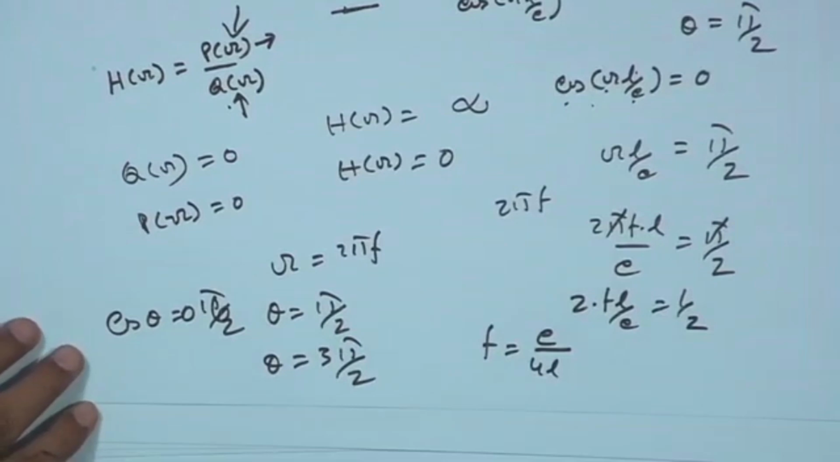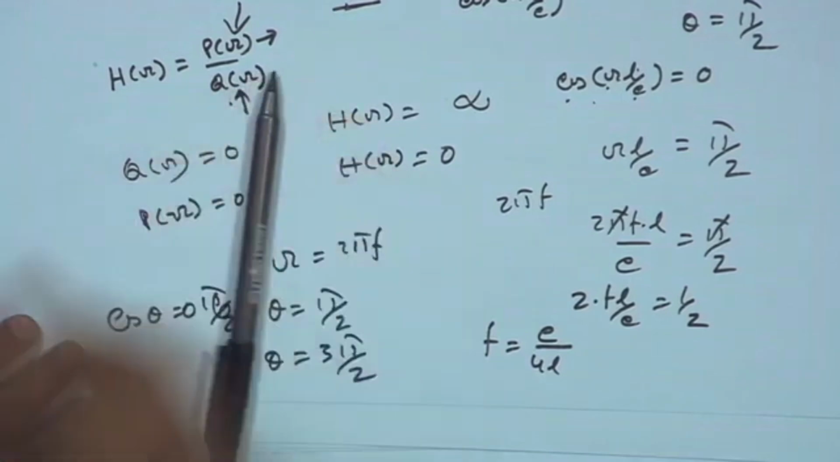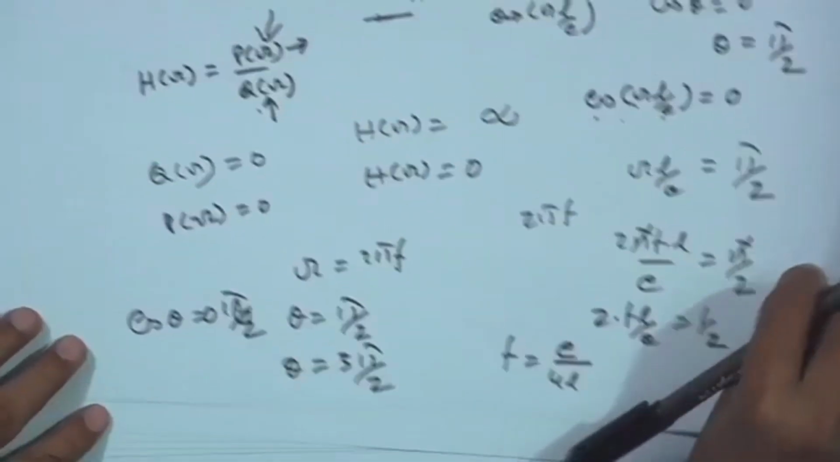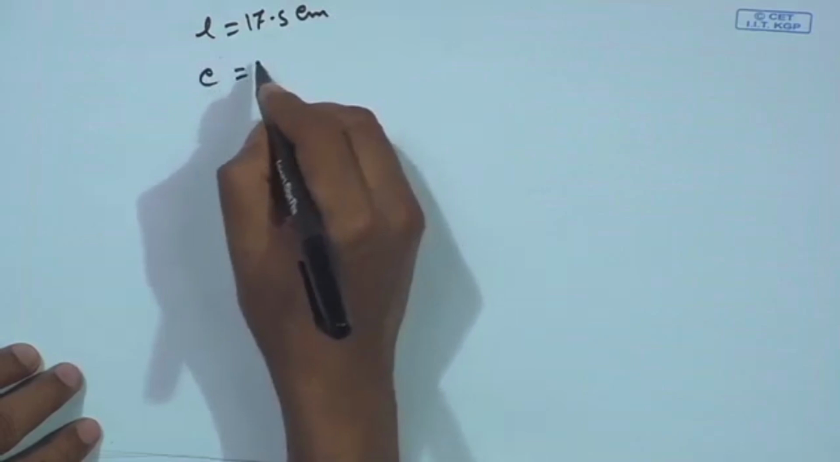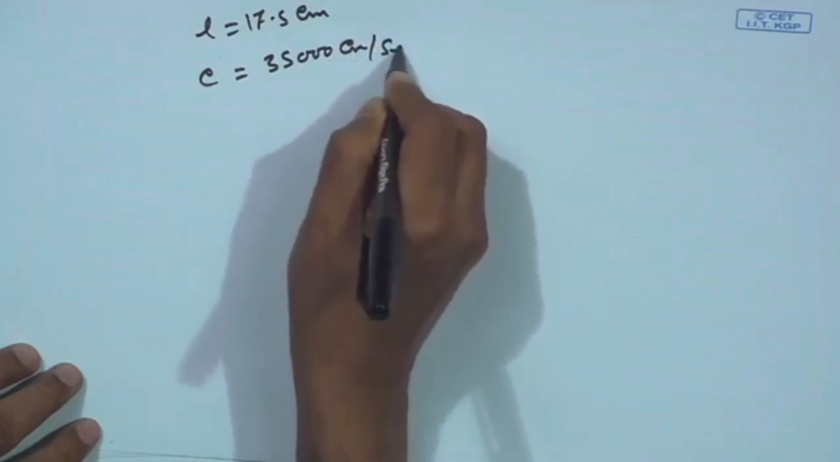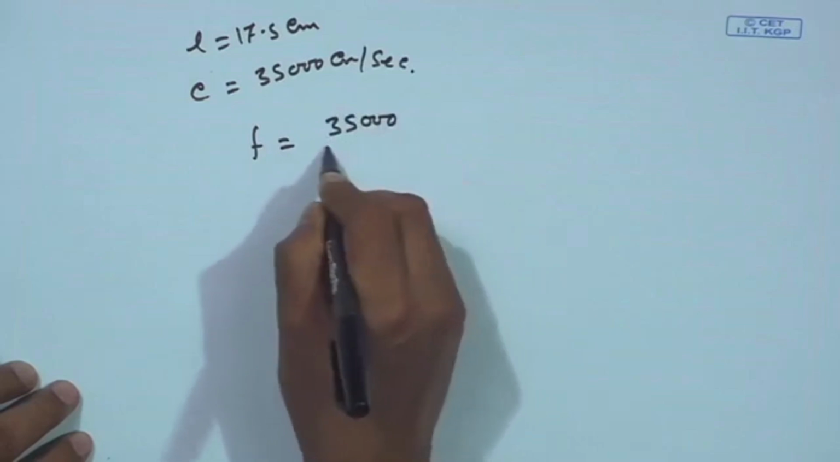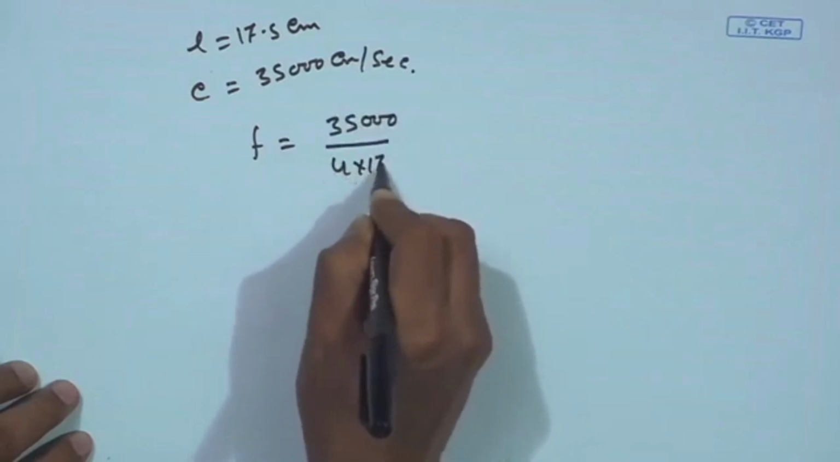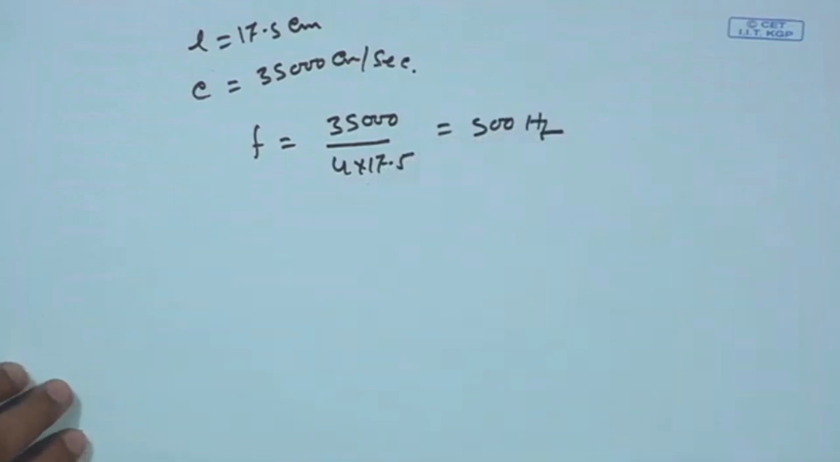Okay. Now, what is C? C is the velocity of sound. What is L? L is the length of the tube. The average human vocal tract length is L equal to 17.5 centimeter. So, L is equal to 17.5 centimeter. What is C? Velocity of sound is 35000 centimeter per second. So, I can say f is equal to 35000 divided by 4 into 17.5, which is equal to 500 hertz.